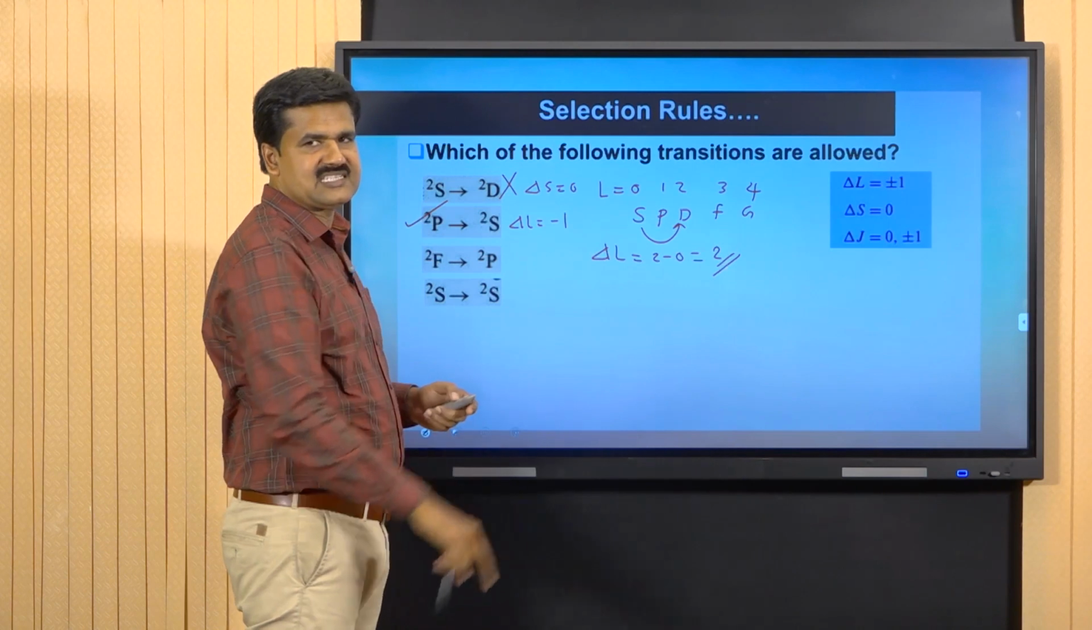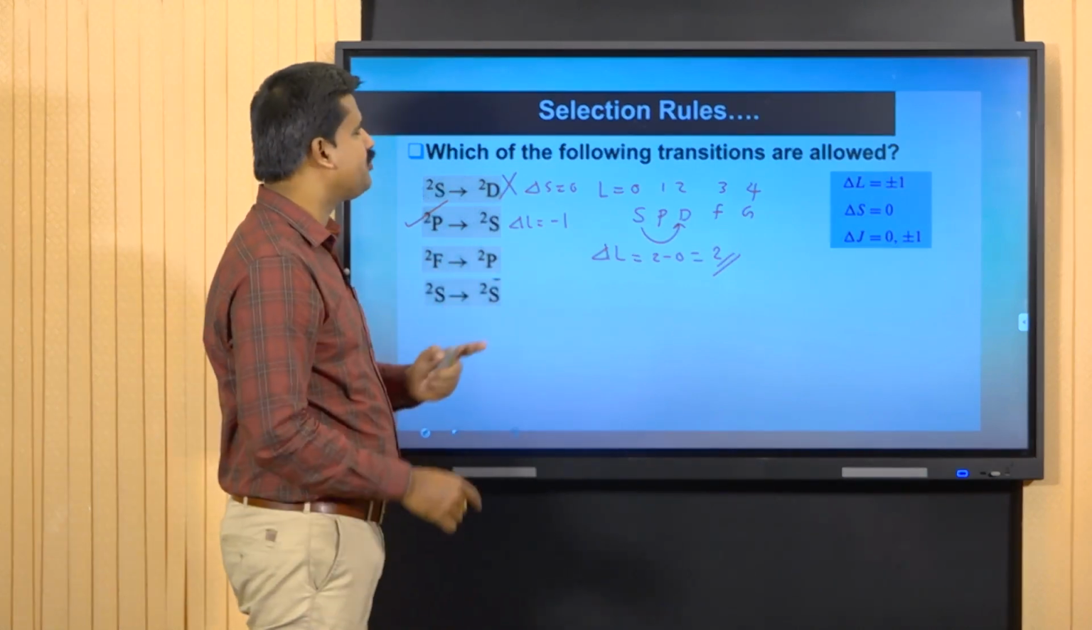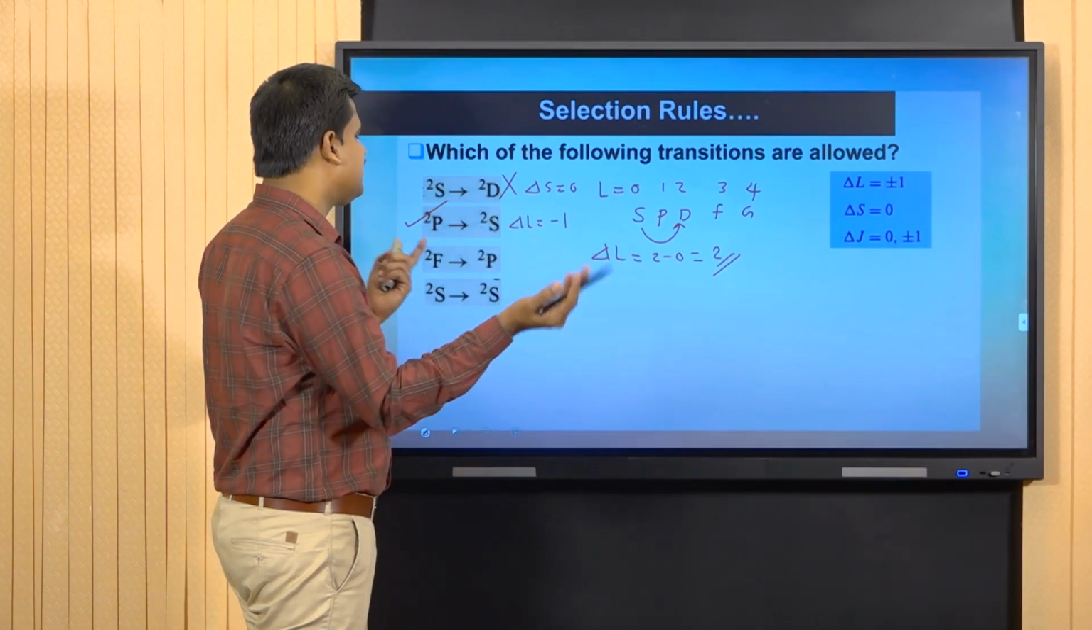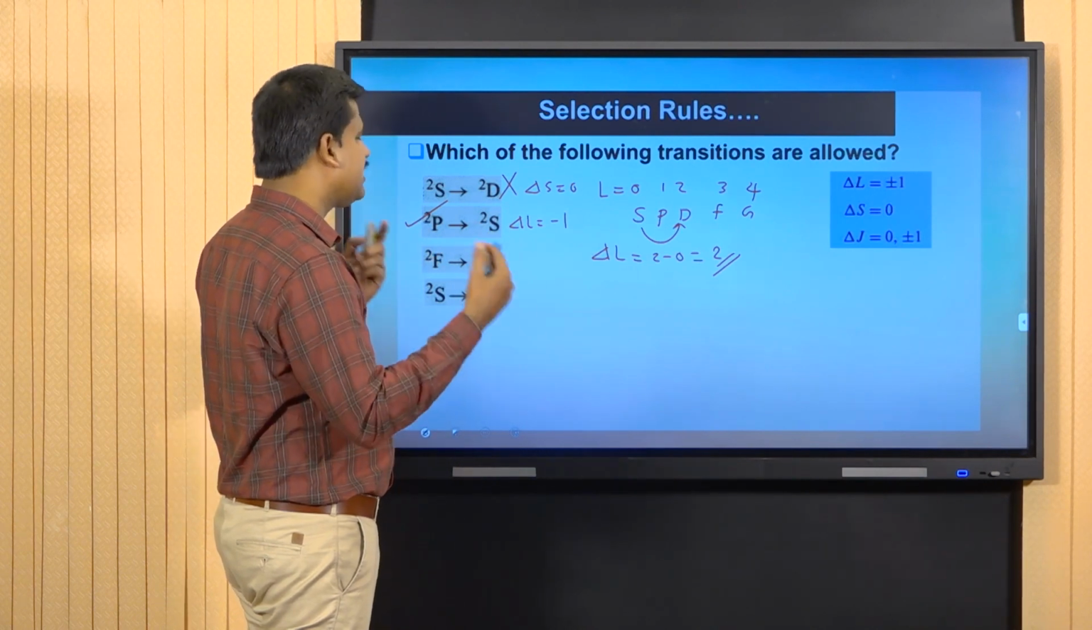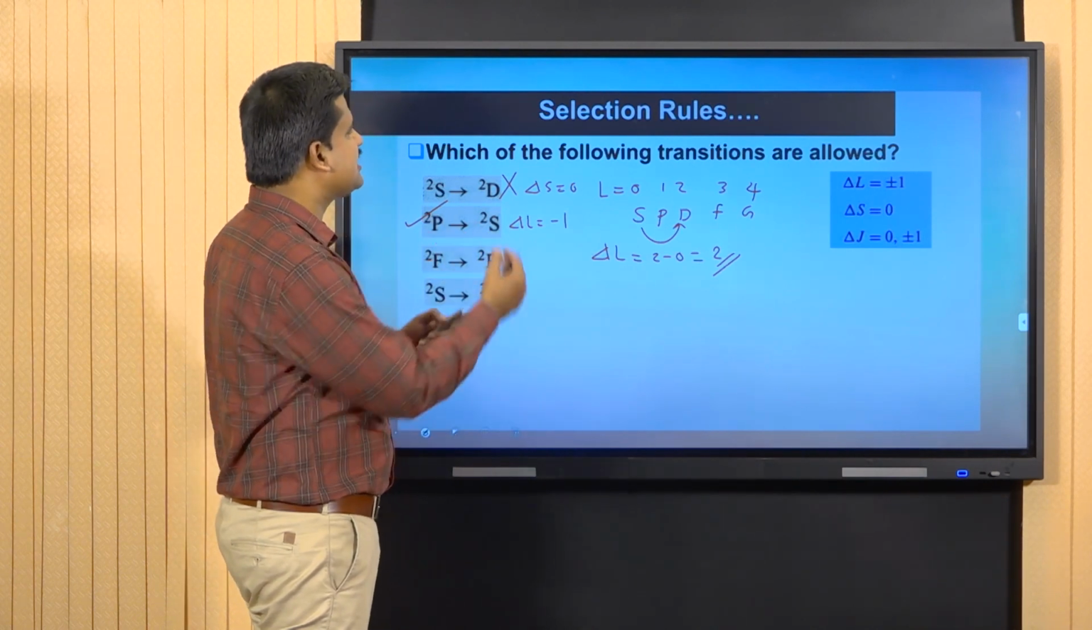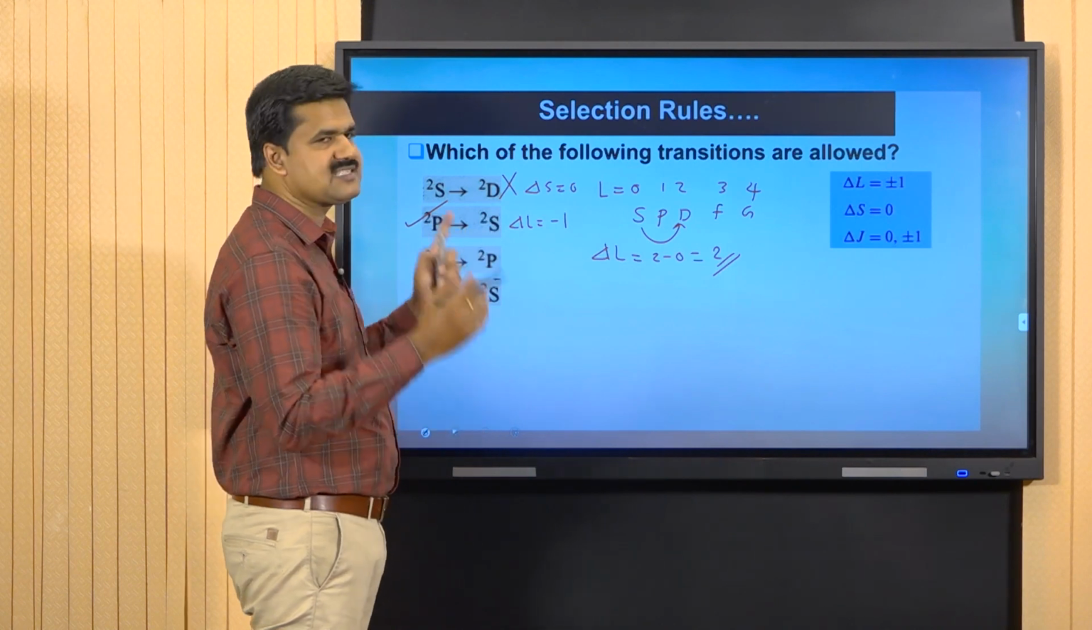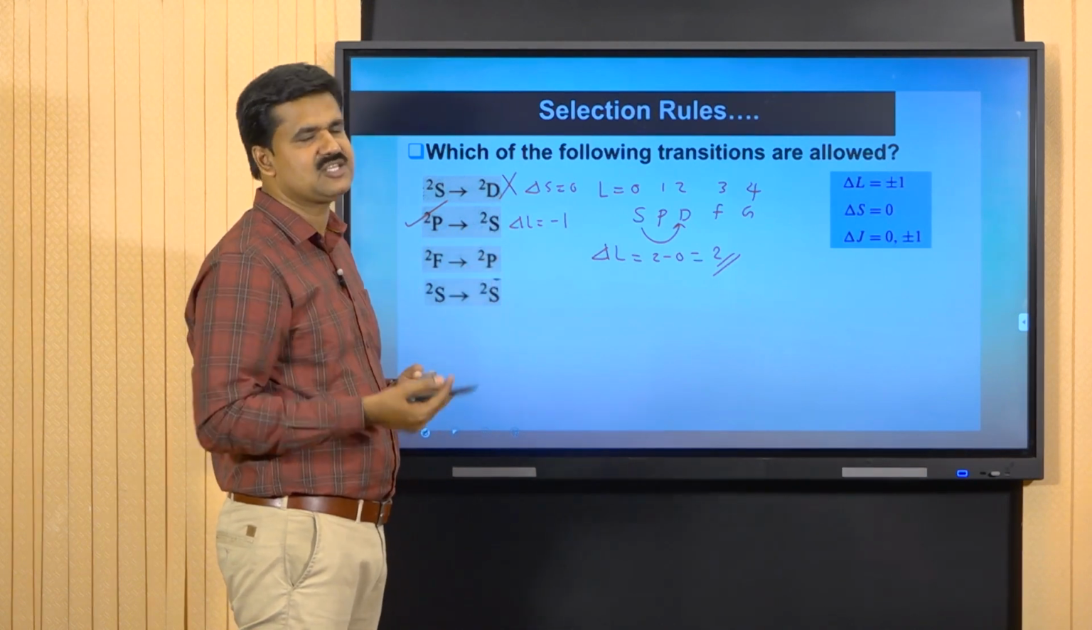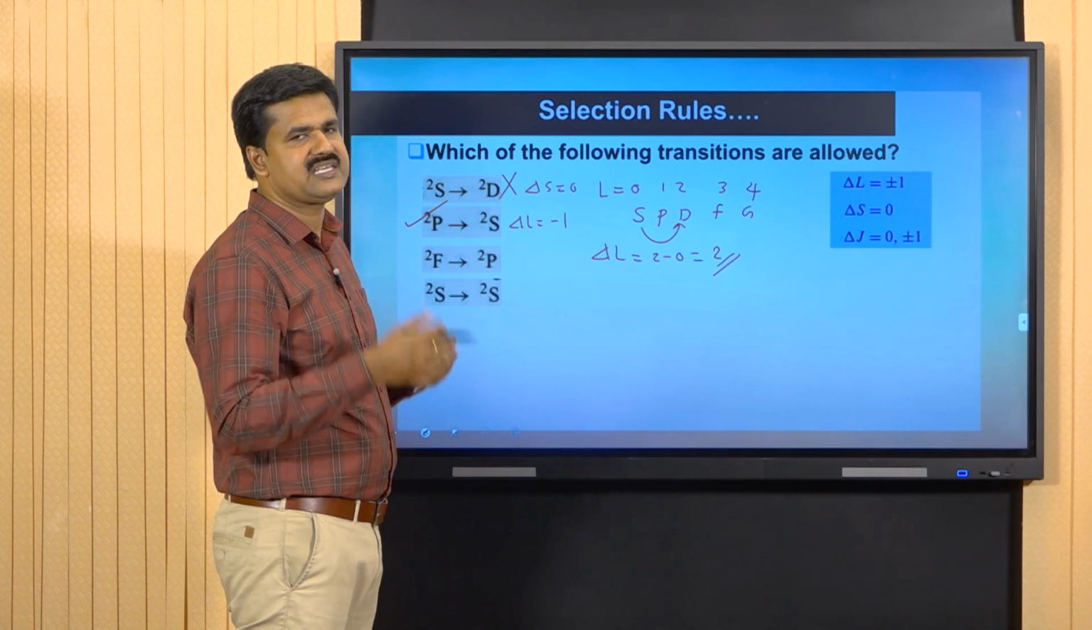And we are moving to the next transition, that is the 2F to 2P transition. Here also the J value is not mentioned. S value is okay because delta S is equal to 0. Since multiplicity is the same, S is the same in both situations, so delta S is 0, it is implied.